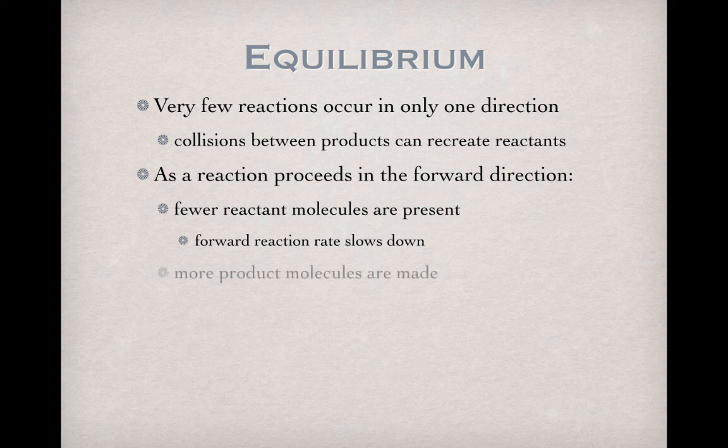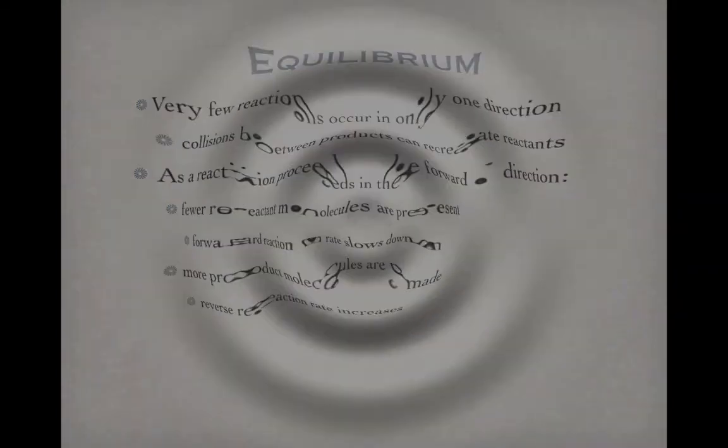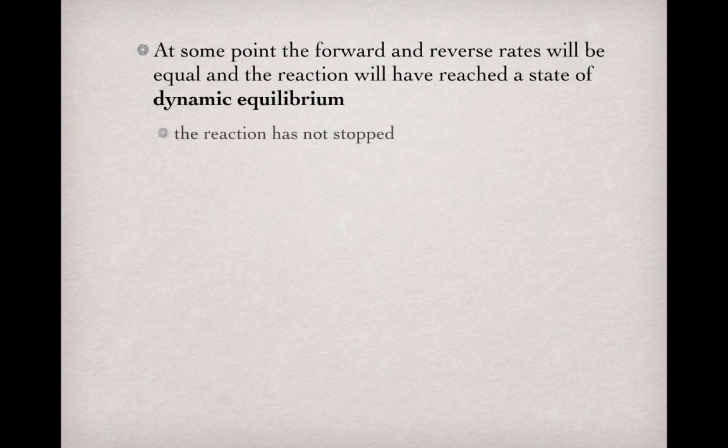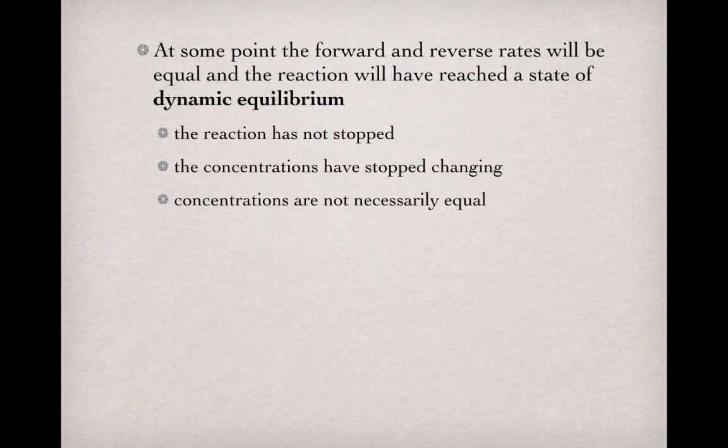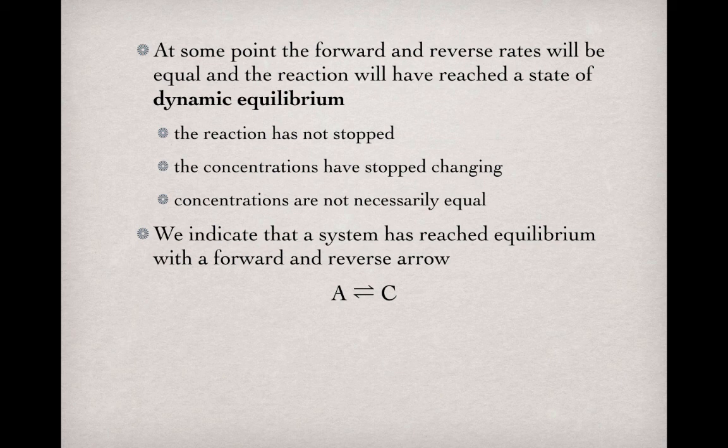But as the forward reaction rate slows down because of fewer reactant molecules, we're making product molecules, so we're increasing the number of product molecules, and as a result the reverse reaction rate begins to increase. So we have the forward rate decreasing and the reverse reaction rate increasing. At some point during that reaction, the forward rate and the reverse rate will be equal, and the reaction will have reached a state called dynamic equilibrium.